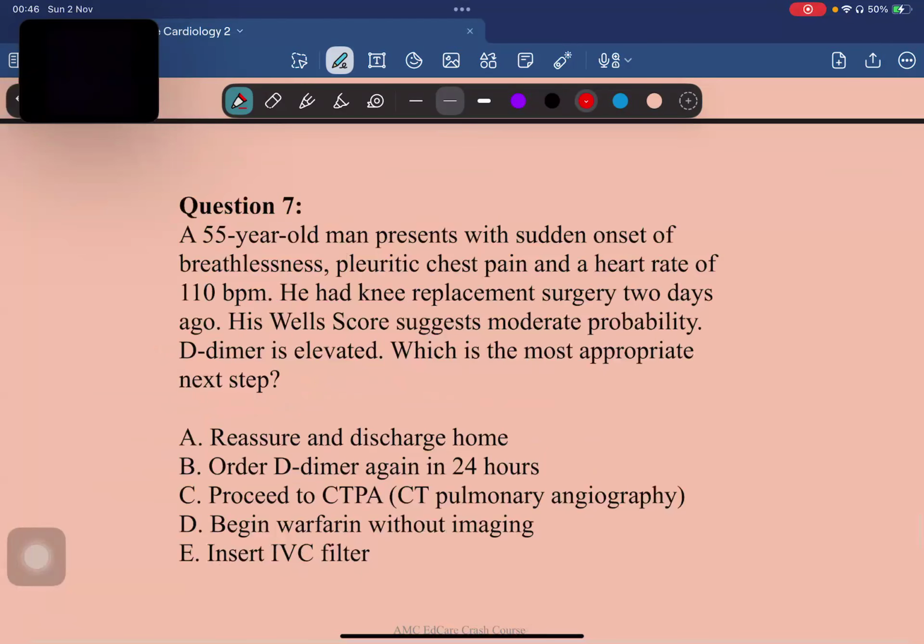It's a 55-year-old man who presents with sudden onset of breathlessness, pleuritic chest pain, and a heart rate of 110 beats per minute. He had knee replacement surgery 2 days ago. His Wells score suggests moderate probability. D-dimer is elevated. What is the most appropriate next step? So they're asking the most appropriate next step.